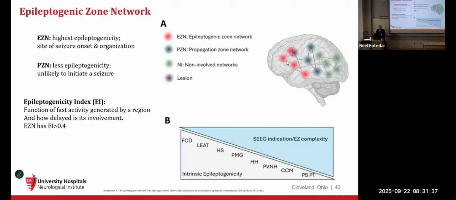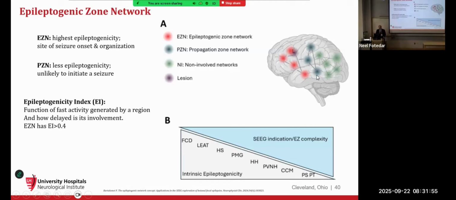And if you look at this picture here, the red dots point to the epileptogenic zone network, which are these different nodes of the brain connected, which constitute together the epileptogenic zone, which I think means that all of these areas, this is where the seizure starts and organizes before it spreads everywhere else.